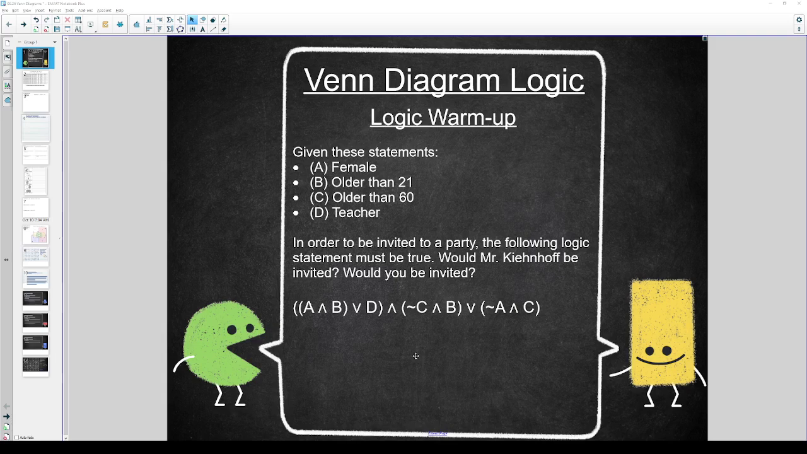So see if you can figure out how to reason through that, and then I'll talk through it with you afterwards. So if you want to pause and try that warm-up, go ahead, and then we'll talk about it together.